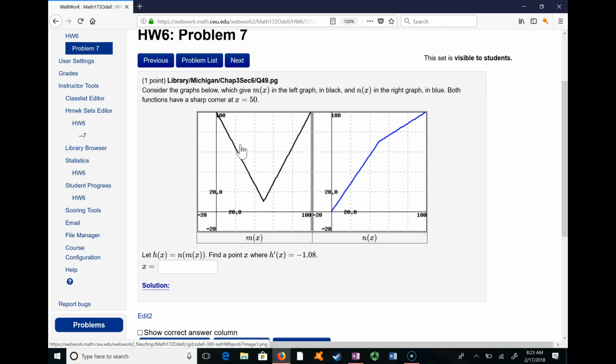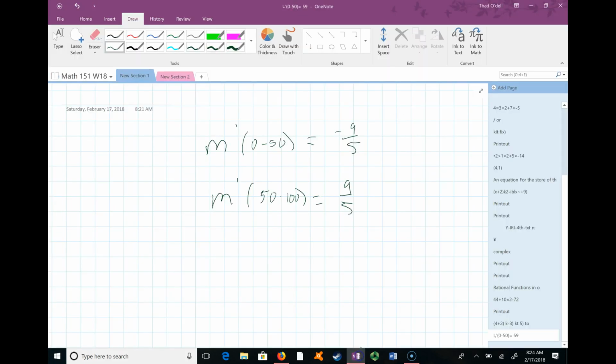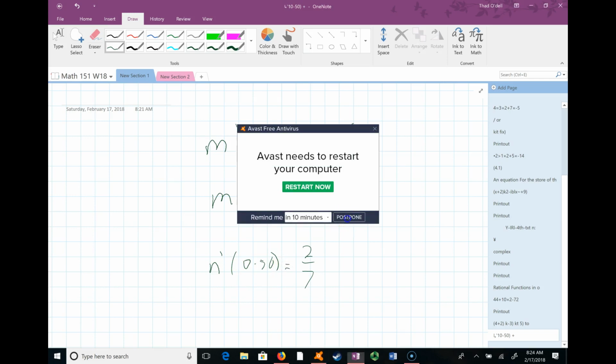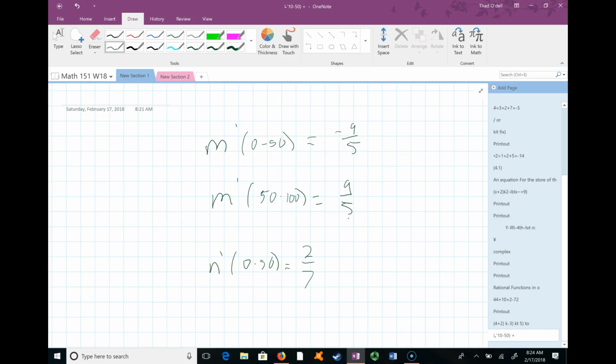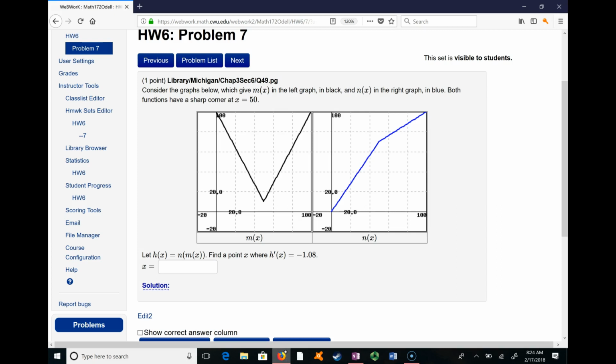So likewise over here, n prime of 0 through 50 is going to be over 50, up 70. So that'd be 2/7. And that's n prime of 0 through 50. And if we go back to here, n prime from 50 on is going to be over 50 and up 30, so that'd be positive 3/5.